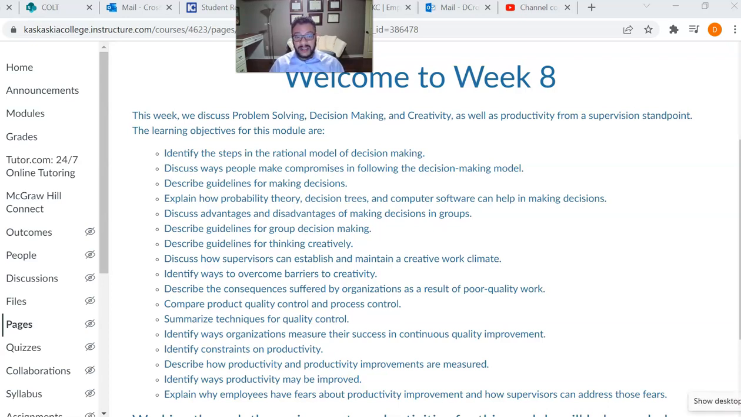We'll discuss how supervisors can establish and maintain a creative work climate, identify ways to overcome barriers to creativity, and then we move into chapter 9, where we talk about the consequences suffered by organizations as a result of poor quality work. We want people to actually do what they're supposed to be doing, right? We compare product quality control and process control. We summarize techniques for quality control. We will identify ways that organizations can measure their success in continuous quality improvement. We always want to be getting better, and we always want to measure everything to the extent that it's feasible.